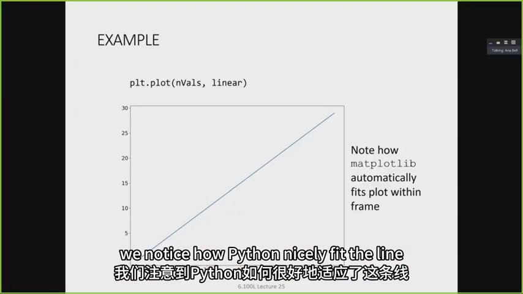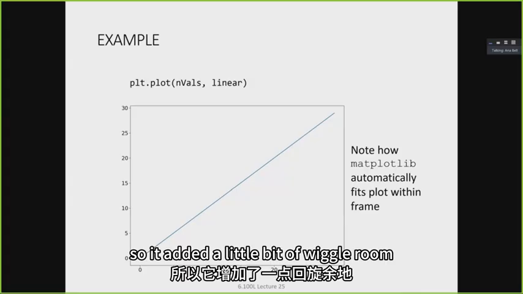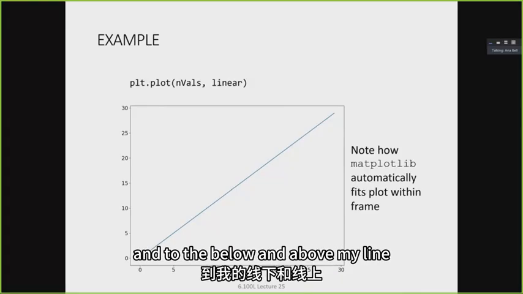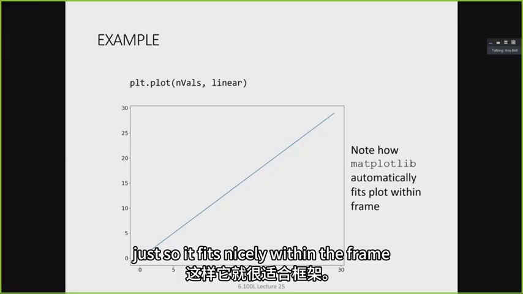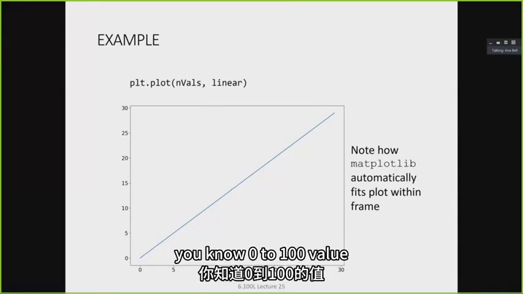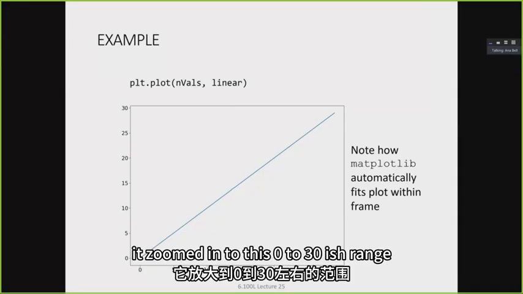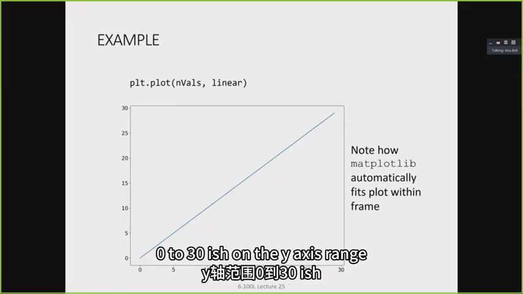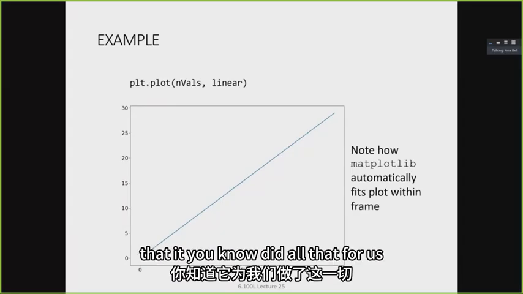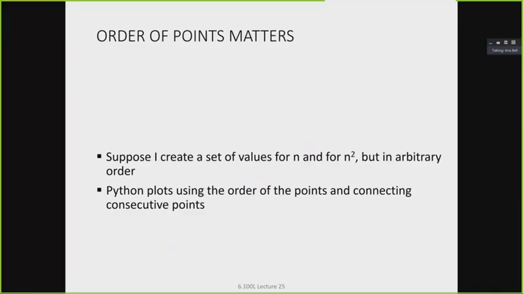We notice how Python nicely fit the line within this frame, right? So it added a little bit of wiggle room to the left and to the right of my line and below and above my line, just so it fits nicely within the frame. It didn't zoom out to some standard 0 to 100 value. It zoomed in to this 0 to 30-ish range, 0 to 30-ish on the y-axis range. So really, really nice that it did all that for us.